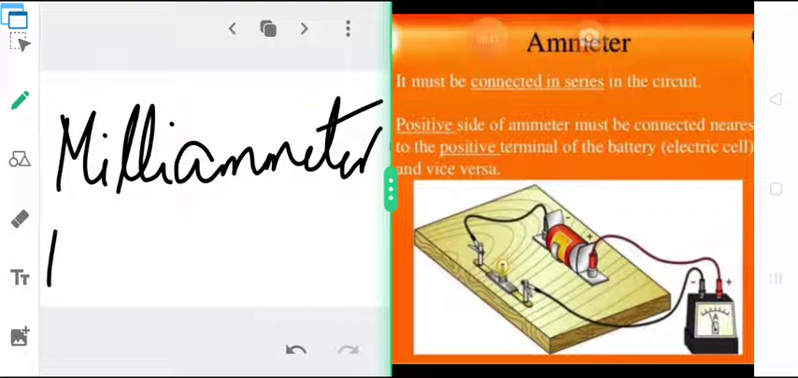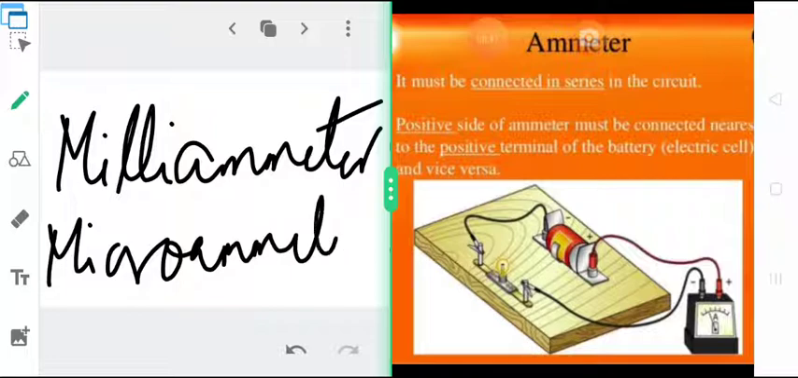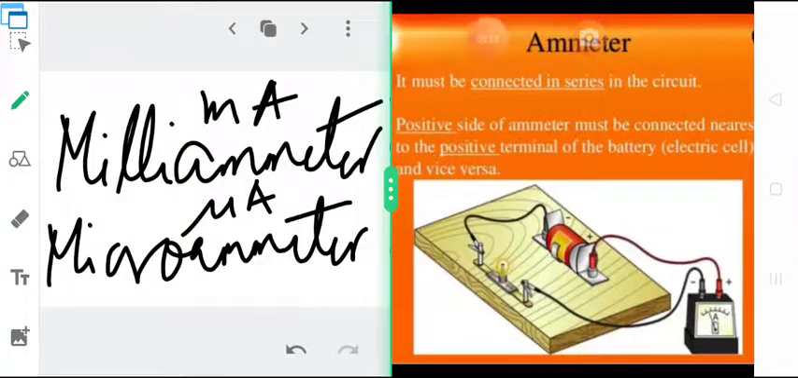Now instead of using an ammeter, we can also use a milliammeter or a microammeter, depending upon the magnitude of current flowing in the circuit. For measuring very small values of current, we can make use of these two instruments instead of an ammeter. An ammeter always measures the value of current in ampere, as you can see in the picture. A milliammeter measures it in milliampere and a microammeter measures it in microampere.